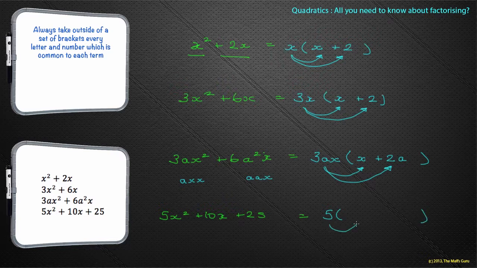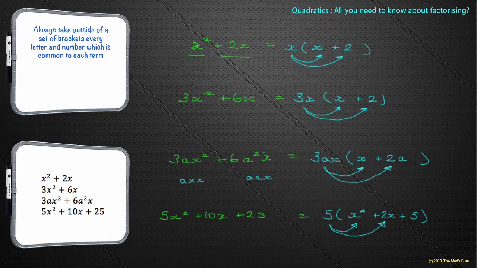So what do I multiply 5 by to get 5x squared? x squared. What do I multiply the 5 by to get 10x? I times it by plus 2x. And what do I go in here? Plus 5, because 5 5s are 25.